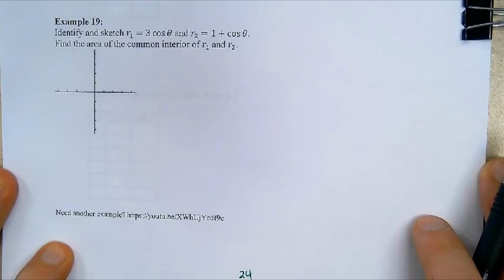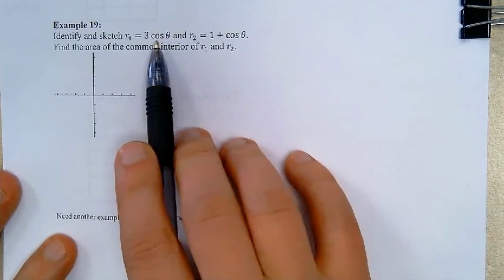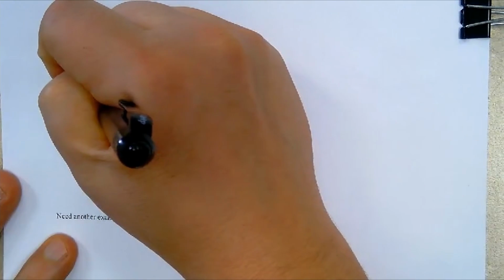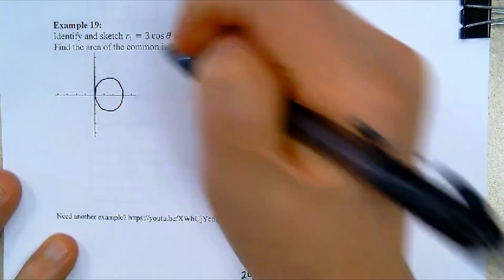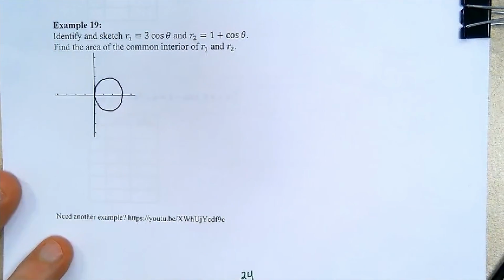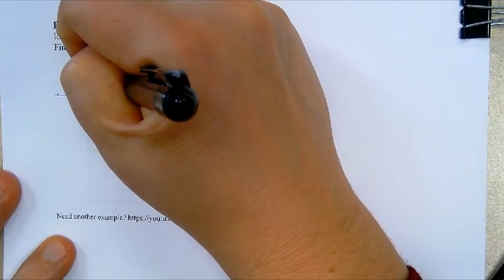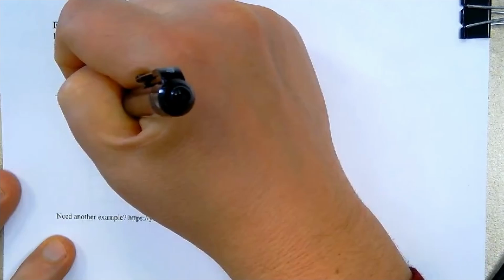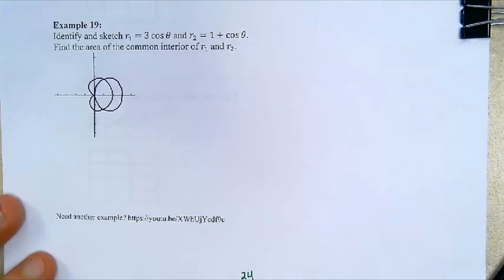Example 19, identify and sketch the region 3 cosine theta. So that's a circle on the x-axis, diameter of 3. And 1 plus cosine theta, that is a limaçon on the x-axis. Find the common interior.